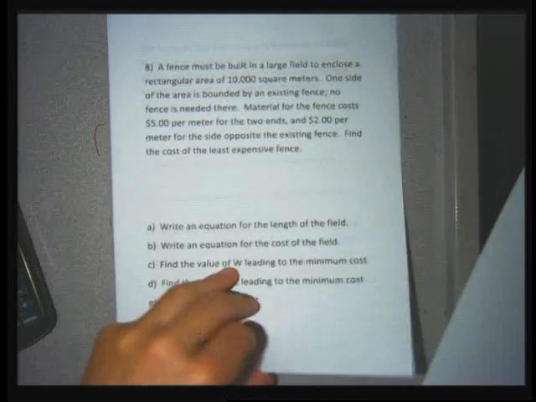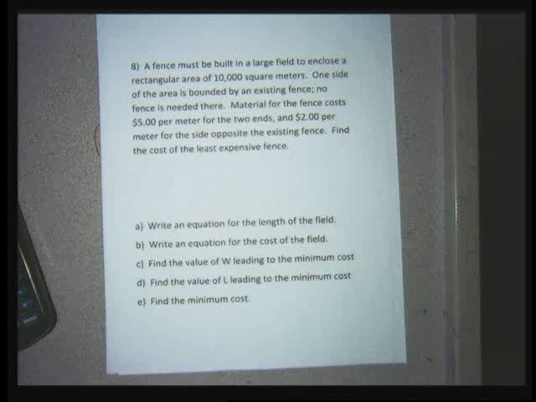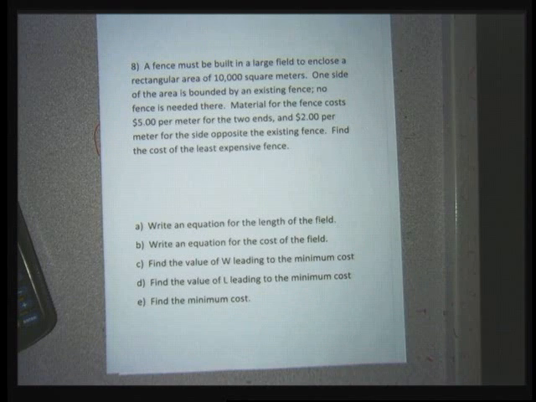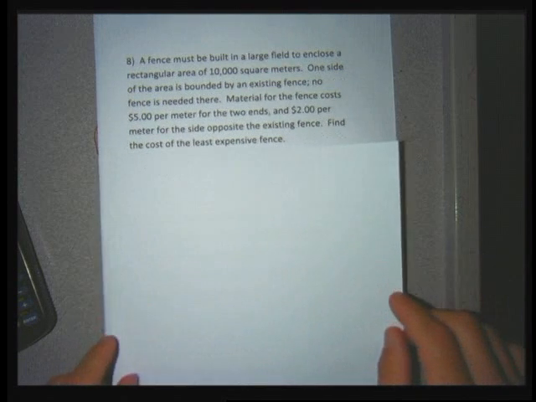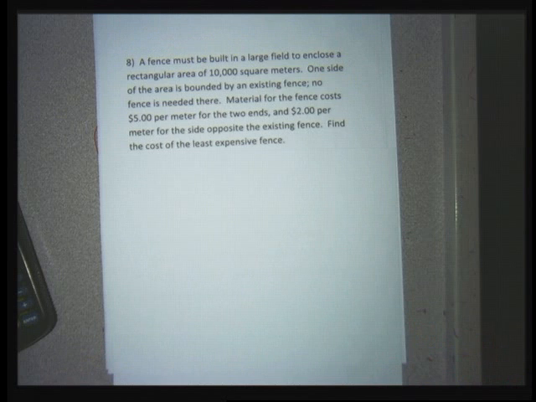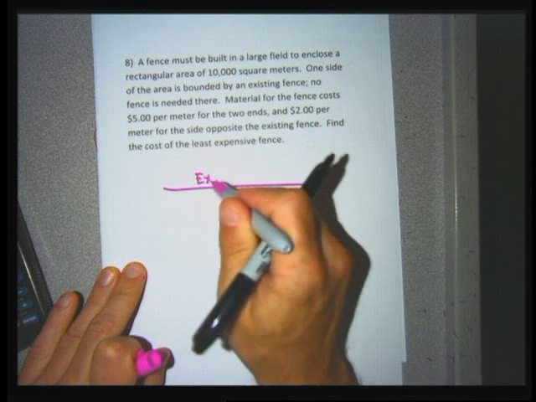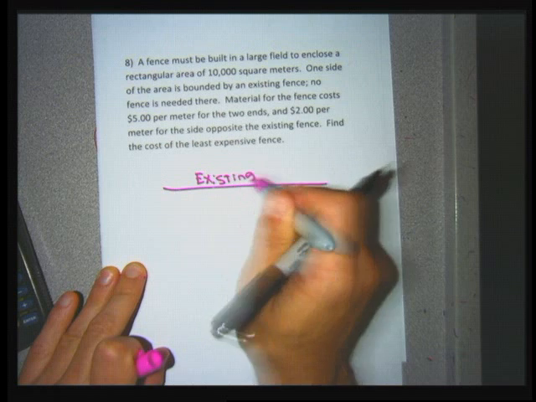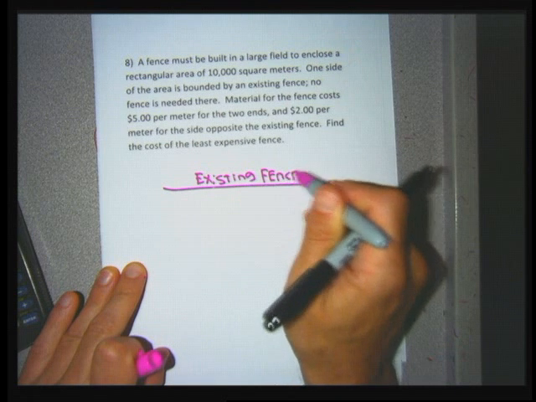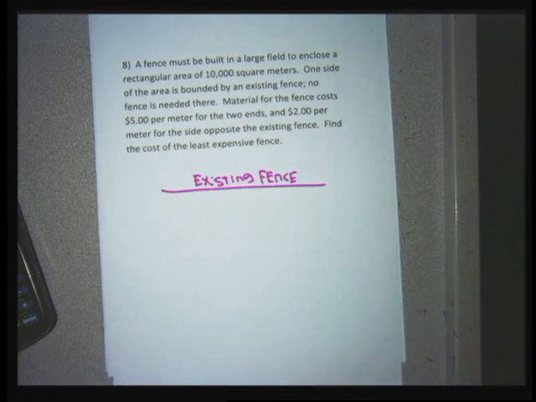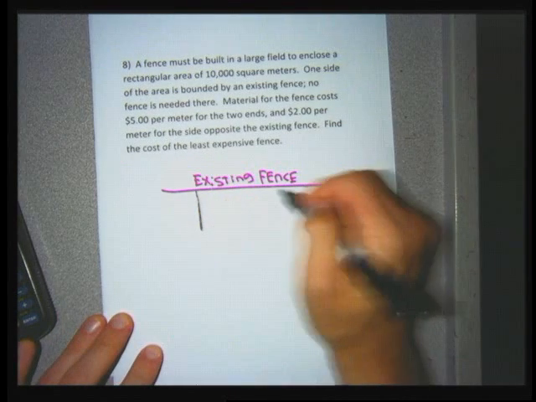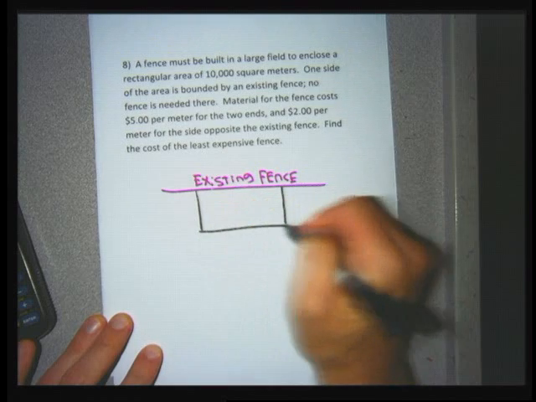Number 8's another money problem. It's going to set up the same way, except I get a little reprieve here. I'm building a fence to enclose 10,000 square meters. One of the sides has an existing fence, just like a river. So here, this is the existing fence. And I need to build a fence, not as long as the existing fence, but it needs to enclose 10,000 square meters. So I'm going to build 3 sides of a fence.